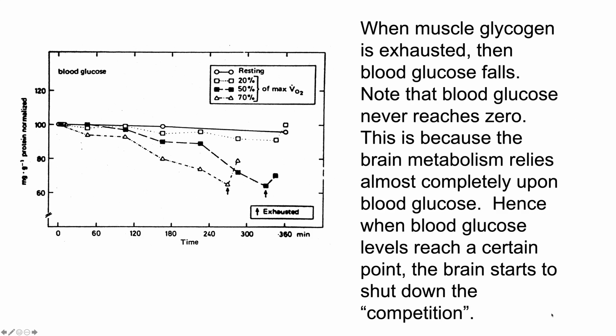It says when muscle glycogen is exhausted, then blood glucose falls. It says note that blood glucose never reaches zero. This is because the brain metabolism relies almost completely upon blood glucose. Hence, when glucose levels reach a certain point, the brain starts to shut down competition.